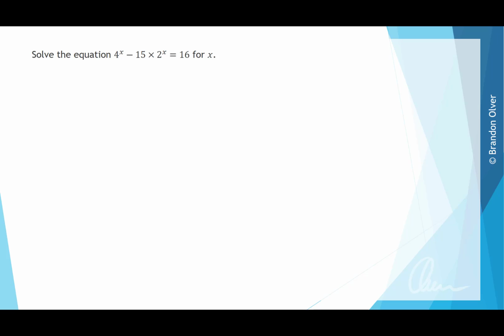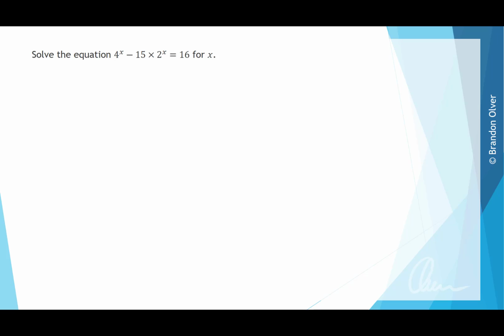Solve the equation 4 to the power of x minus 15 times 2 to the power of x is equal to 16 for x. So what we need to do is see that there are several bases raised to the power of x, and it would be most convenient if we could write all of those with the same base.